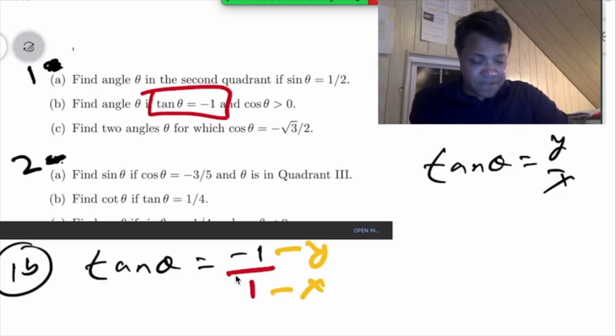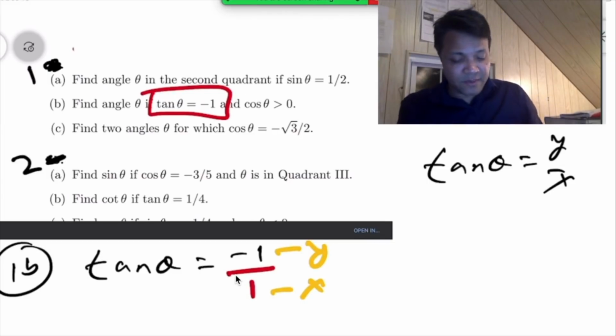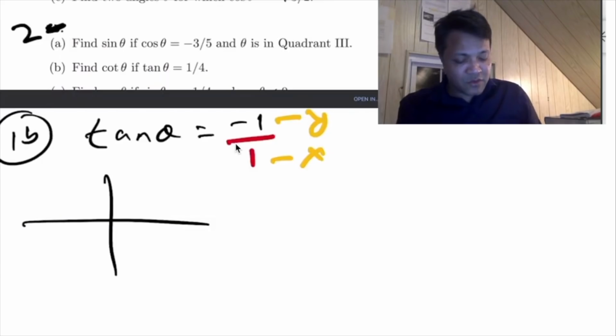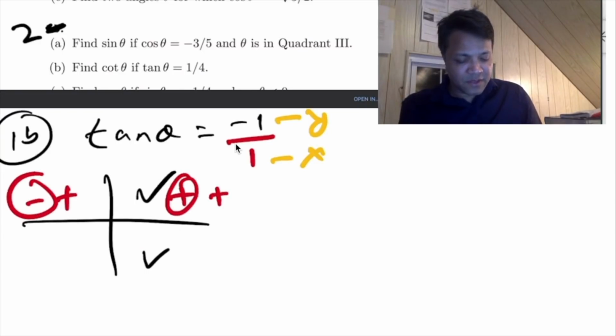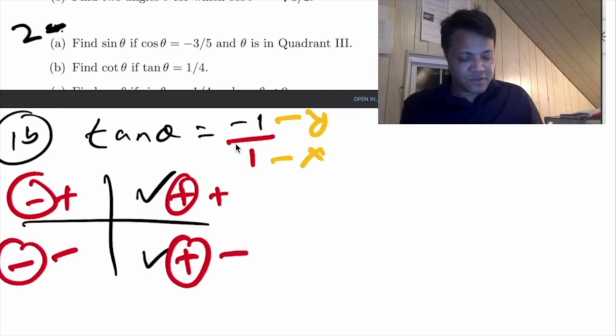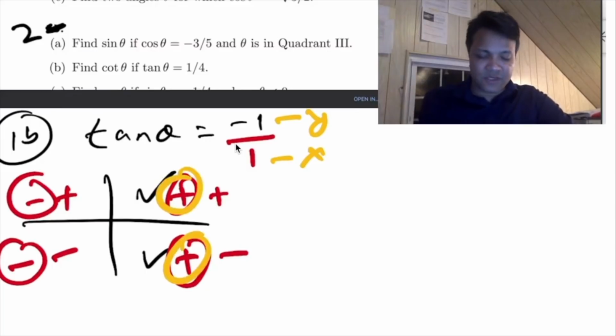So then it has to be in a quadrant where cosine is positive. So let's see, cosine is positive over here, and cosine is positive over here. Cosine is negative over here. What do I mean? This is cosine. This is cosine. So cosine is positive only in the first and fourth quadrants.